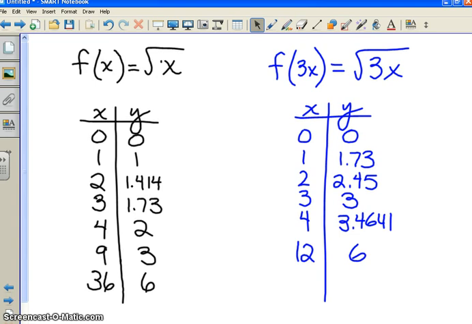So now look at this t-chart and notice the two y values that are both 6. In the mother function, it took us a time or an x value of 36 paces to get to 6 height. But now, with the square root of 3x, it only took us a distance of 12 to get to that same height. So our graph has been compressed horizontally.